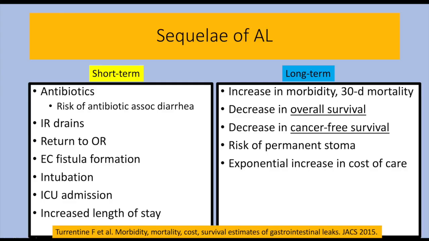Leaks are associated with numerous short-term and long-term complications. Prolonged antibiotic use and associated diarrhea is common. In contained leaks, IR-placed drains are ubiquitous, but not without associated risks. Returns to the OR may be warranted with large and uncontained leaks. Postoperative short-term complications, such as the development of enterocutaneous fistula, prolonged intubation, ICU admission, and increased length of stay are common. Long-term sequelae include increased morbidity and mortality, decreases in overall survival, decrease in cancer-free survival, the risk of a permanent stoma, and the exponential increase in cost of care.